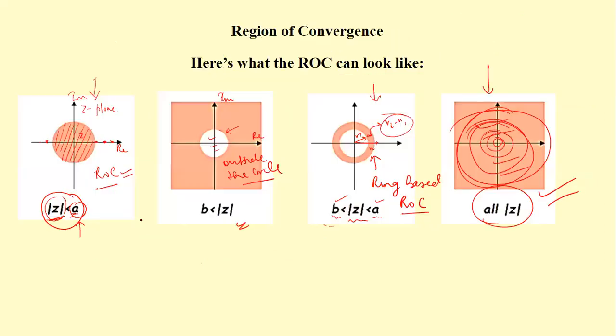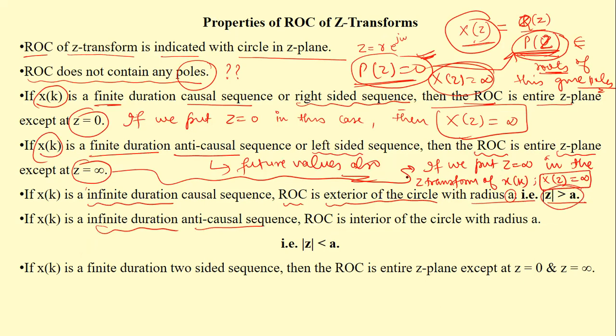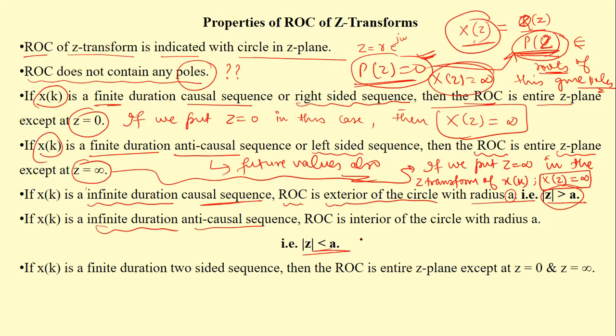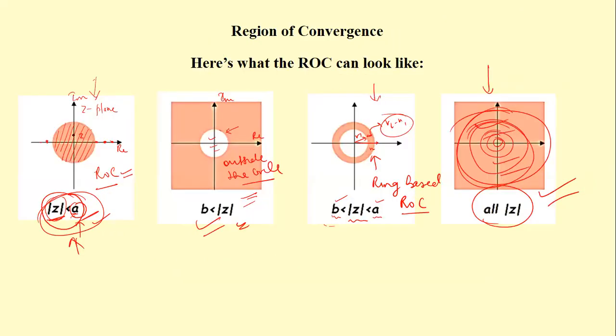Similarly, this one is representing this case. If xk is an infinite duration causal sequence, this is the infinite duration causal sequence RoC. This is the infinite duration anti-causal sequence RoC, right? So the RoC is the interior of the circle, right?